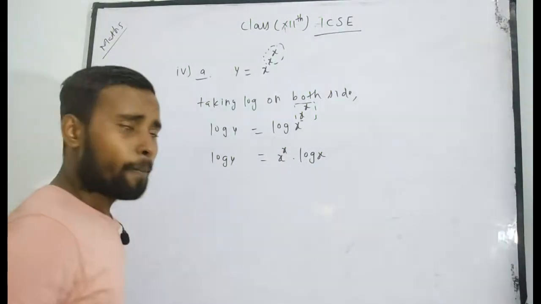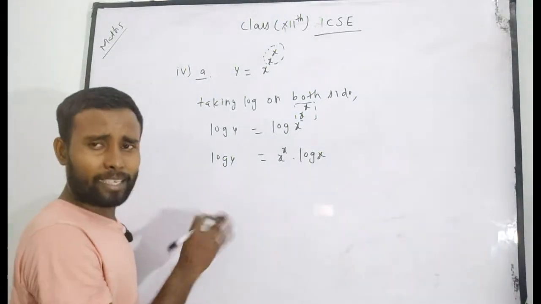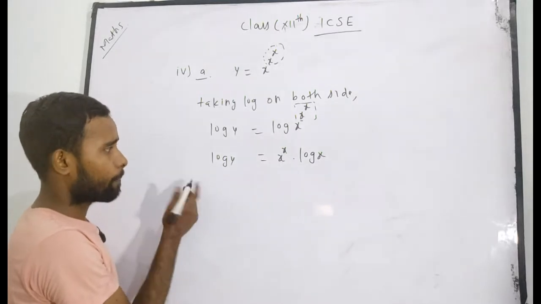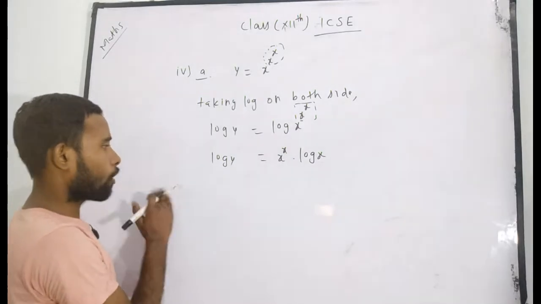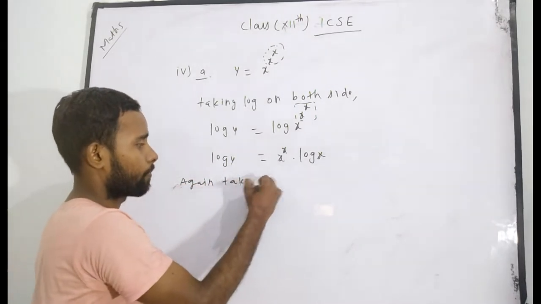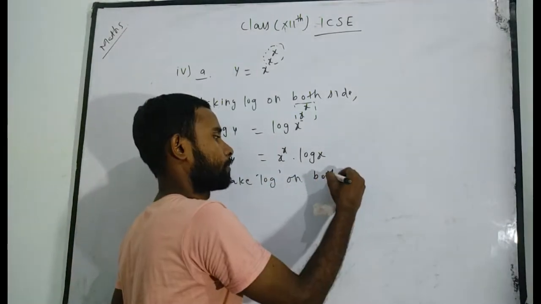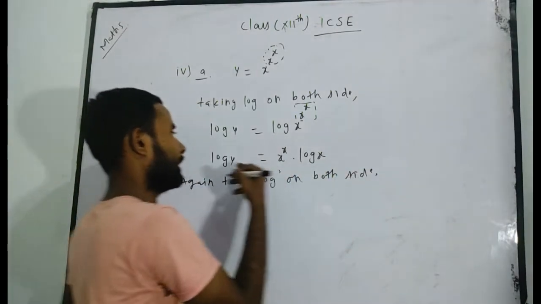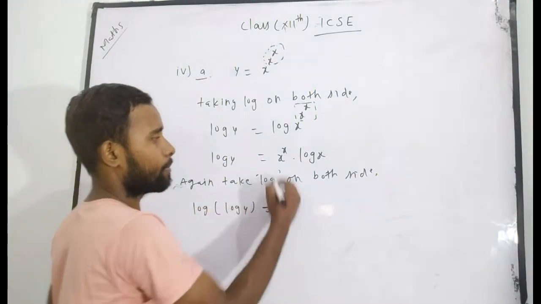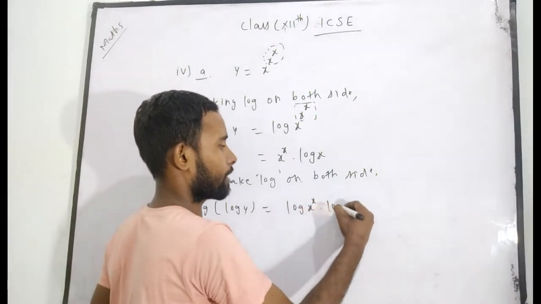Now I want to firstly take log on both sides. Suppose that, or if you will tell me, I can differentiate directly. First method, I want to proceed from here. Suppose that again take log on both sides. In that case, it becomes log y, and it becomes log x to the power x into log x.